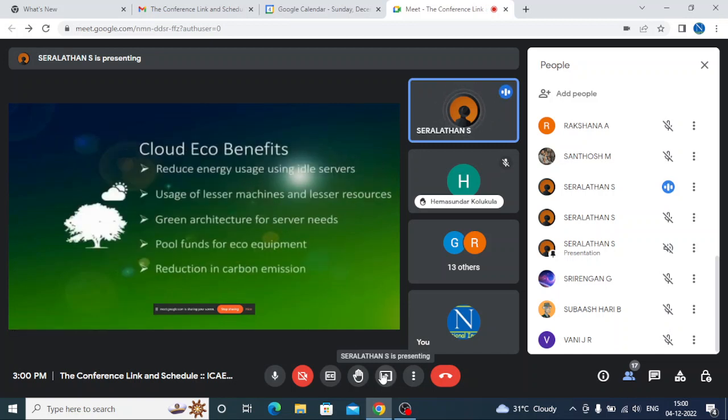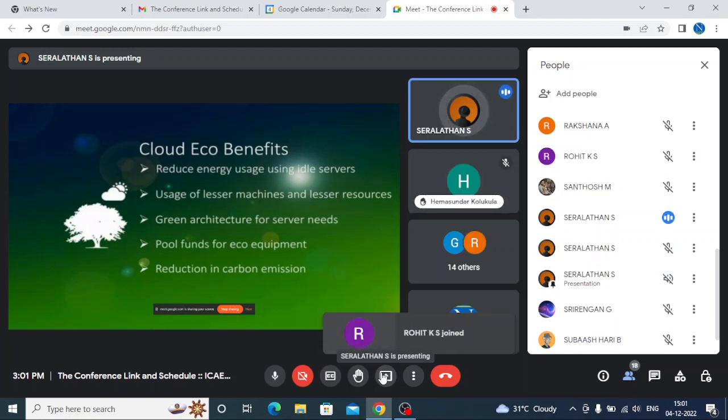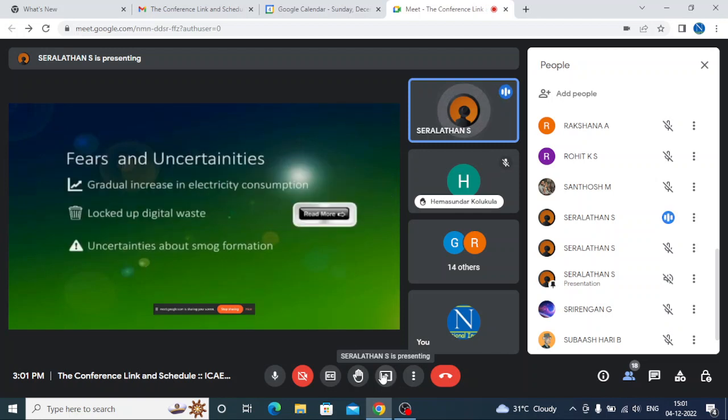Cloud computing has several benefits. It reduces the energy for idle service, uses fewer machines and fewer resources, and is also useful for green architecture for several server needs. It also reduces carbon emissions to the environment. Cloud computing also has several types: hybrid, private, and public.